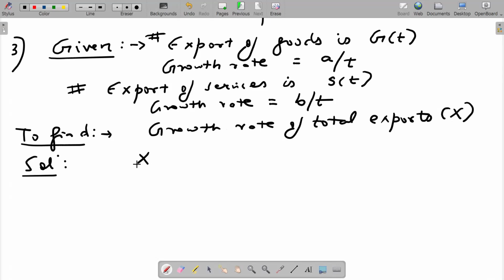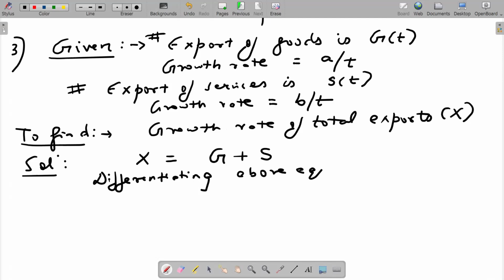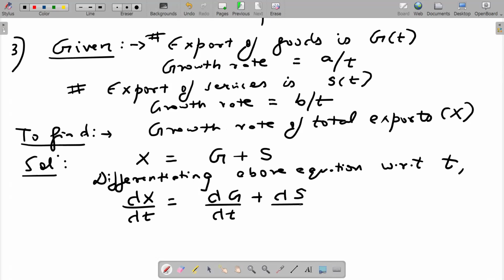Okay. So total exports is nothing but export of goods plus export of services. We already know that. These are all functions of time. So I can differentiate with respect to time. Remember, whenever we need to find the growth rates, we need to differentiate with respect to time. So differentiating the above equation with respect to time gives me dx by dt equals dg by dt plus ds by dt.